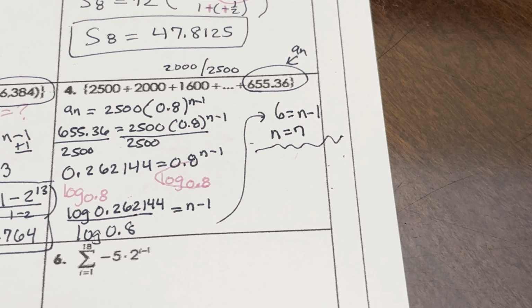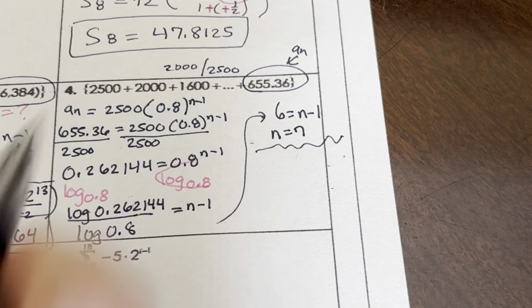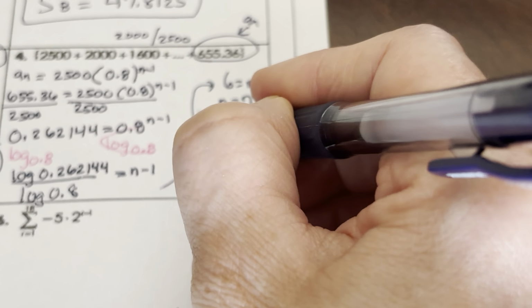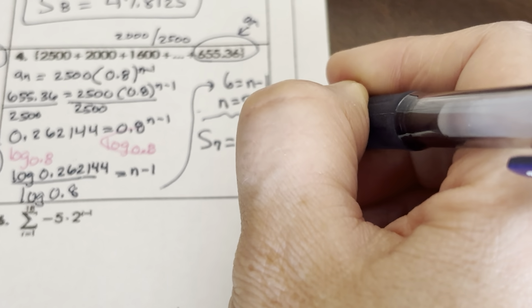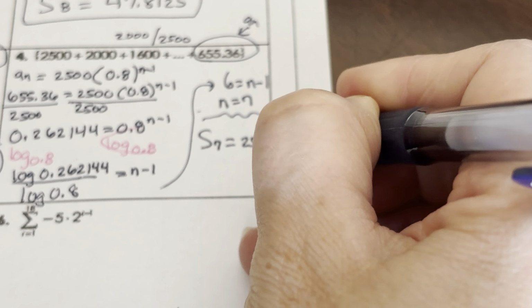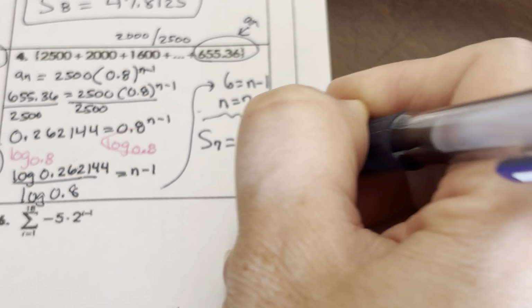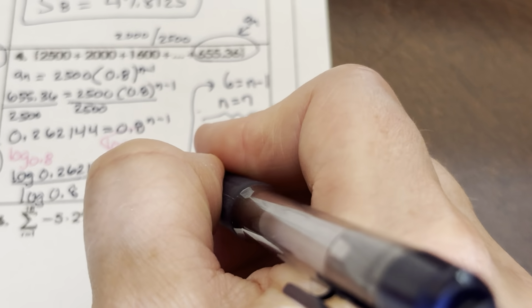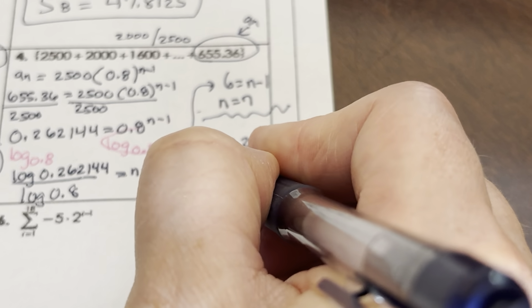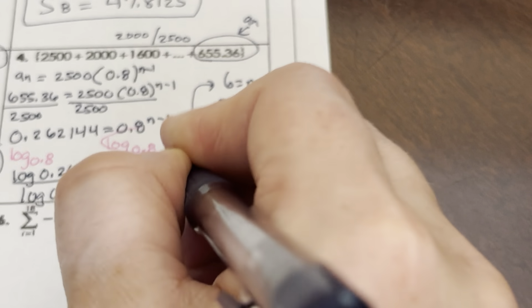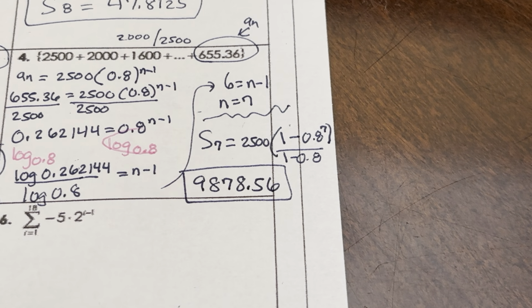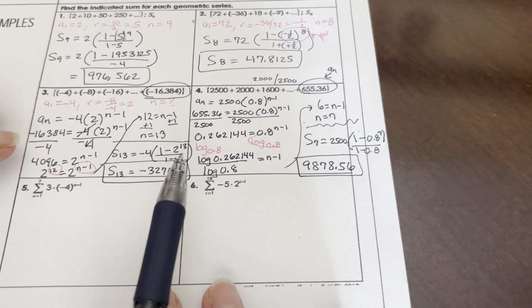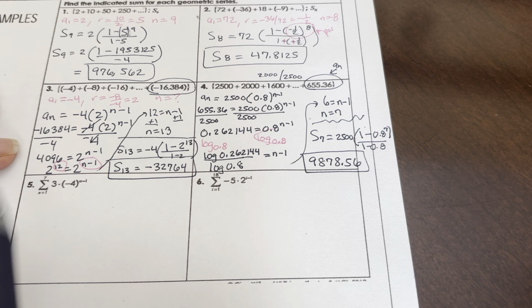So now we can go ahead and find S7. So for S7, your first term, 2,500 times 1 minus r, which was 0.8 to the 7, over 1 minus 0.8. Sorry, it's a little tight in the room here. You're going to end up getting 9,878.56. And again, you can go ahead and try to redo example 3 over here using log base. The same answer will give it to you. We just did it slightly different because the numbers weren't decimals.